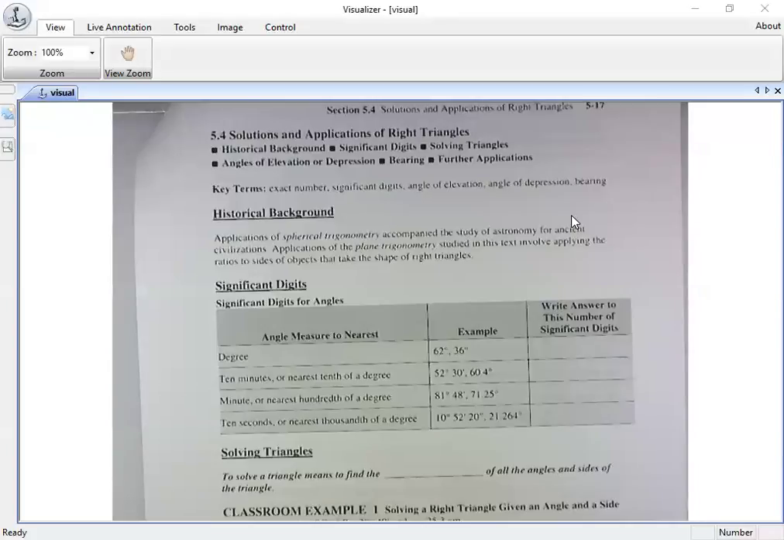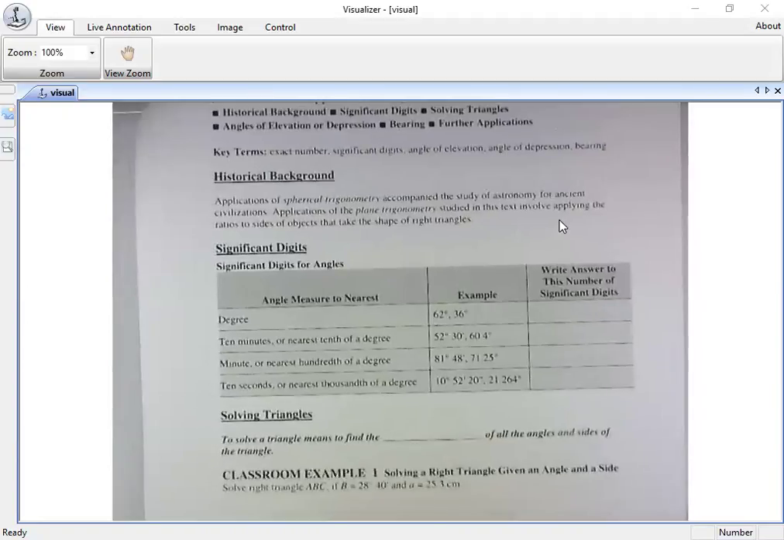So we're talking about section 5.4, and that's where we're going to begin solving right triangles. Now, before we do, let's have a quick discussion about significant digits. Are you guys familiar with the concept of significant digits? Have you covered that in maybe a different course? Usually science is where it is emphasized the most.